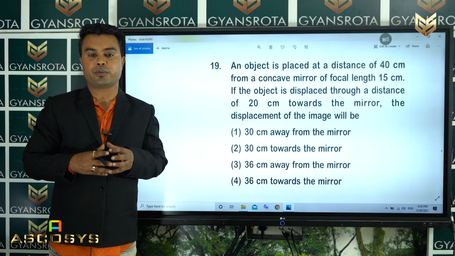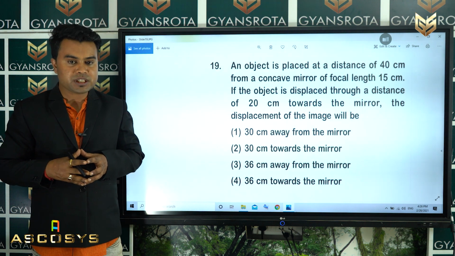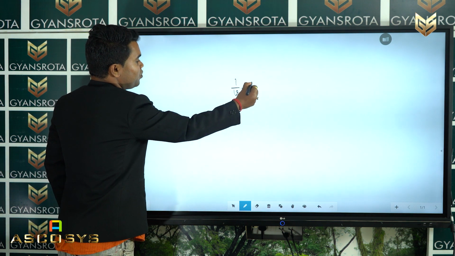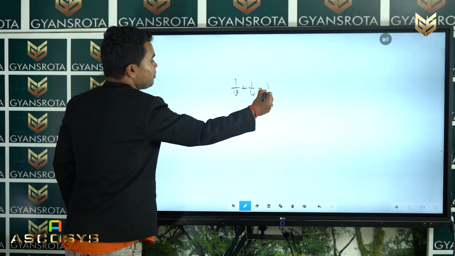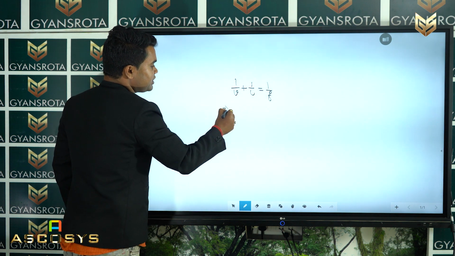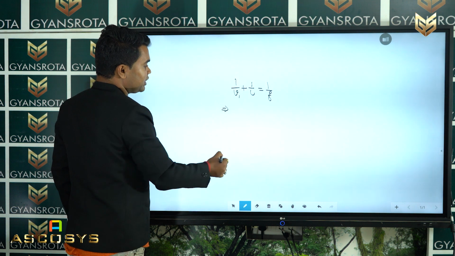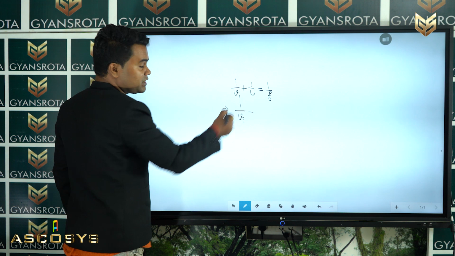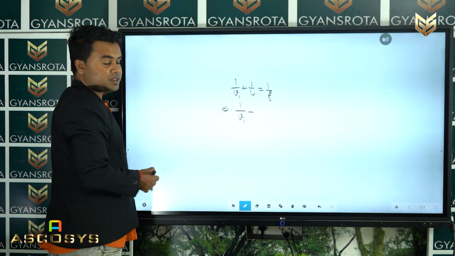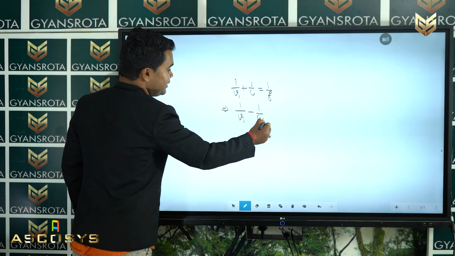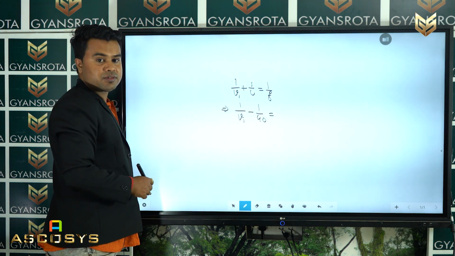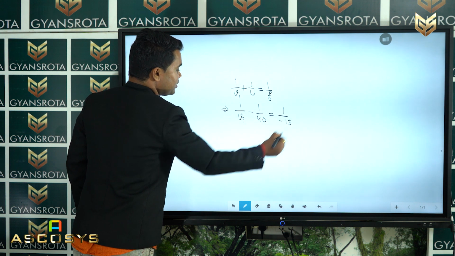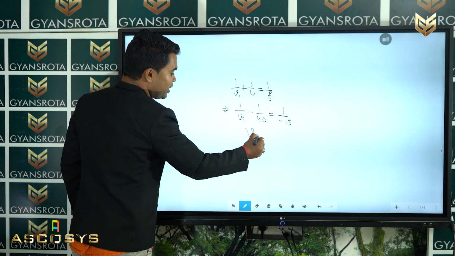Now you have to calculate v1 and v2. Again, this is a question from ray optics, where you will be using the formula 1/v + 1/u = 1/f. In the first case, you need to find v1, that is 1/v1 will be minus. Object distance is always minus. How much is the object distance given to you? 40. Which mirror are you using? You are using a concave mirror. The focal length will also be minus, so 1/(-15). So from here you calculate v1, right?